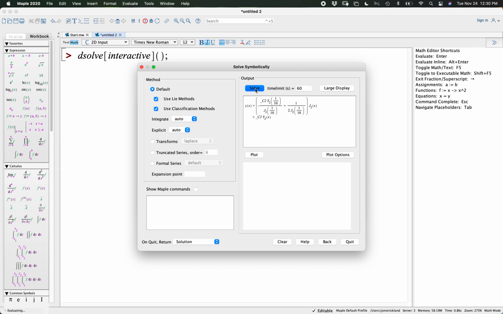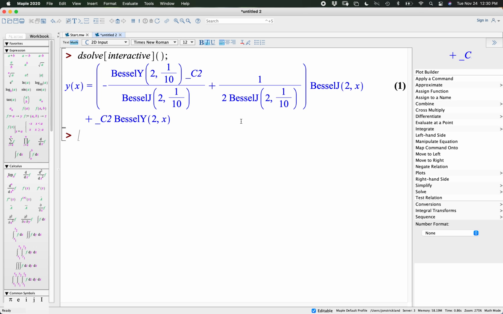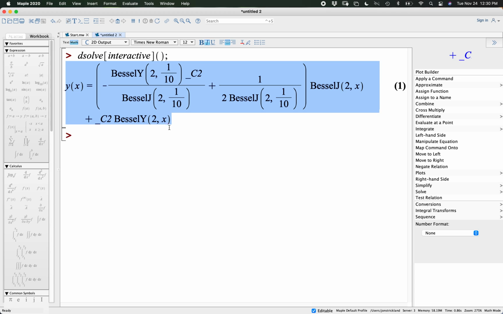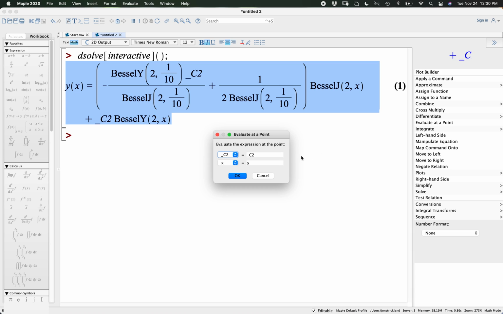Solve. Okay, so I have this expression, and to get this to show up, I'm just going to quit. So I have this particular expression, and now I'm looking at evaluating at a point, so I'm just going to highlight this, and where it says to evaluate at a point, I will have x equal to 0.5. And for C_2, that's a reference to the Bessel function of the second kind, but we're just going to deal with the first kind. So just to get rid of the Y_2, I'm going to make this one negligible, setting it equal to 0.